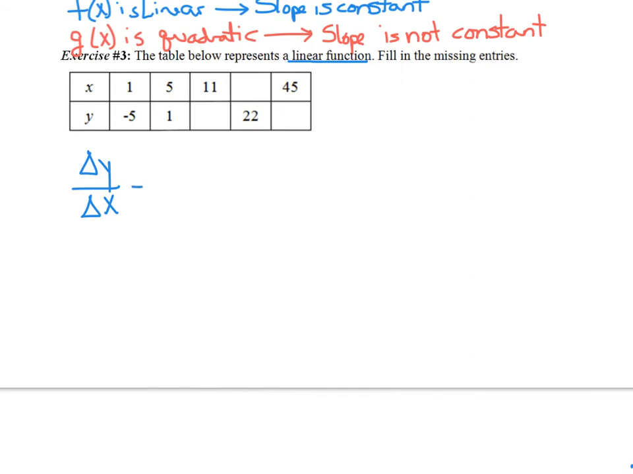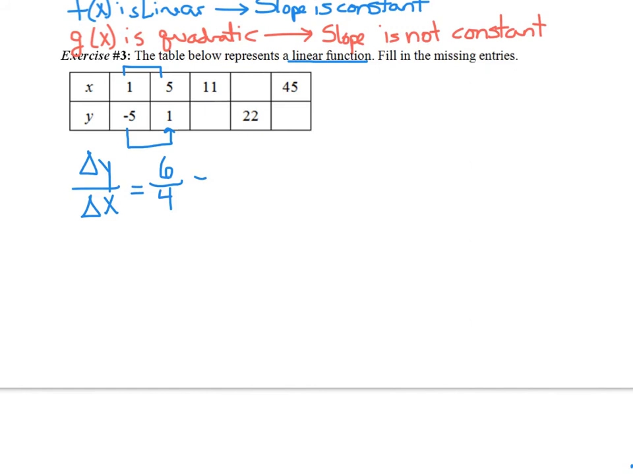So for example, if I am looking at the first 2 ordered pairs, the change in y, I see that I'm going from -5 to 1, which is a change of 6. I could do that as a subtraction as well by saying 1 minus -5. But when I look at the change in x, I'm going from 1 to 5. That's a change of 4. I could also have done a subtraction there. 5 minus 1 gives me 4.